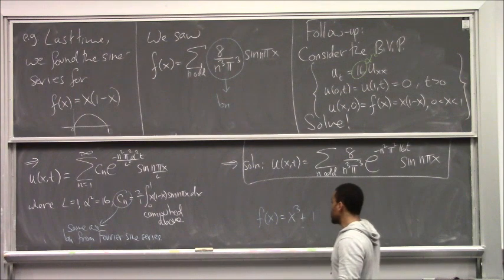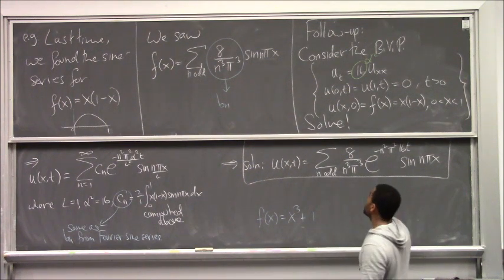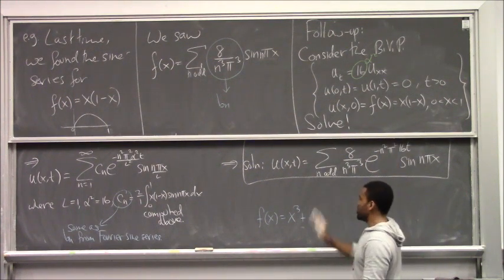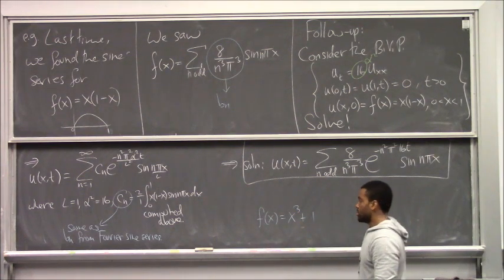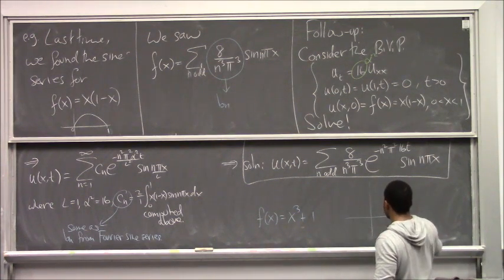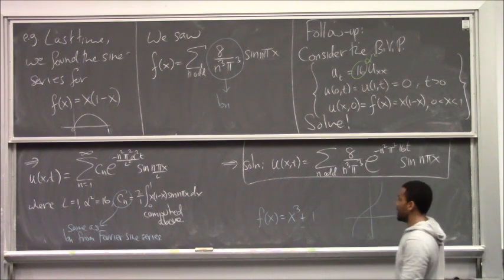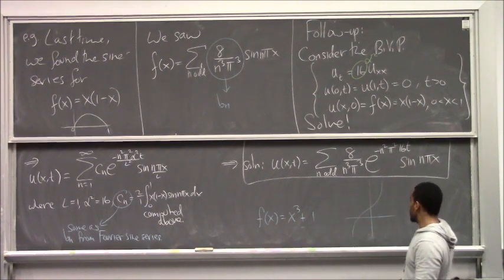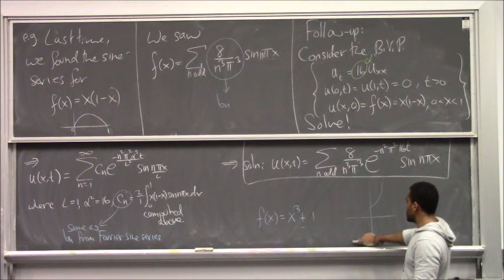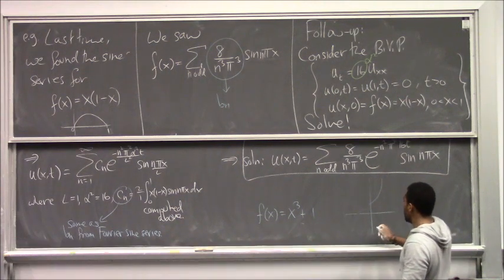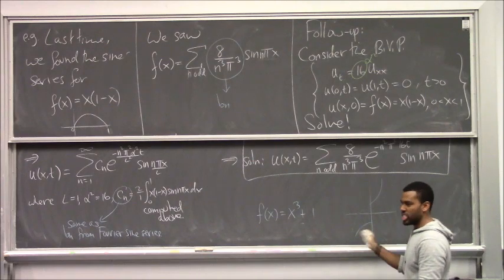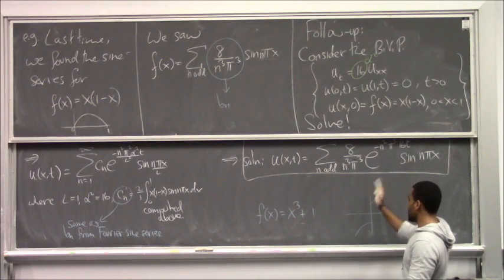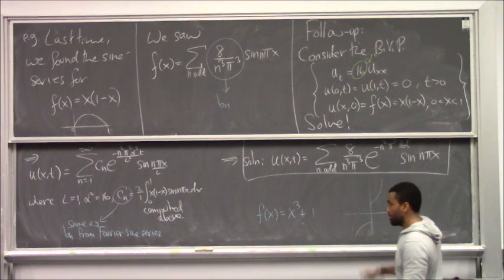Or if they told you f of x was x cubed plus 1, but they happen to put it here, what you do is you cut off half of it and you just extend it as an odd function. While x cubed plus 1 by itself isn't odd, because it would look like that, if someone gave you that, what you would do is ignore this part and pretend that it looks like this. You kind of just extend it as an odd function. So you slice off half of it, you don't care about it.